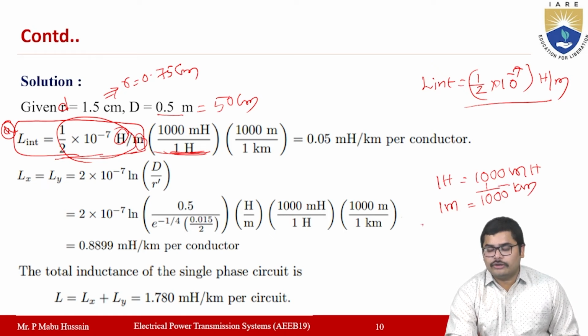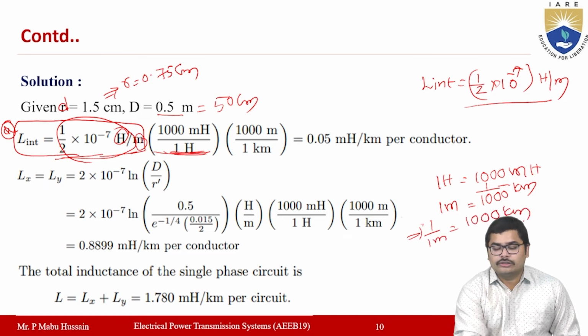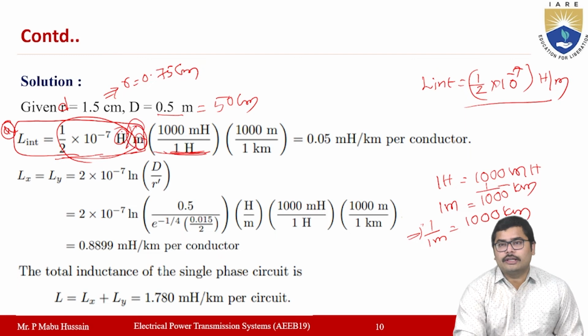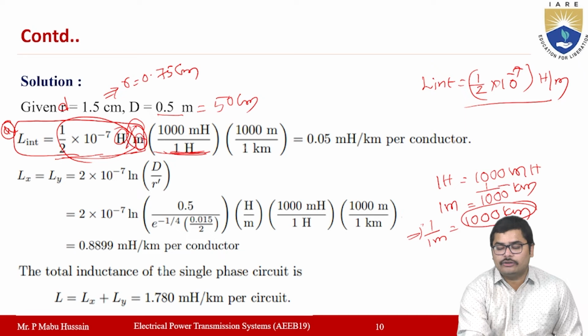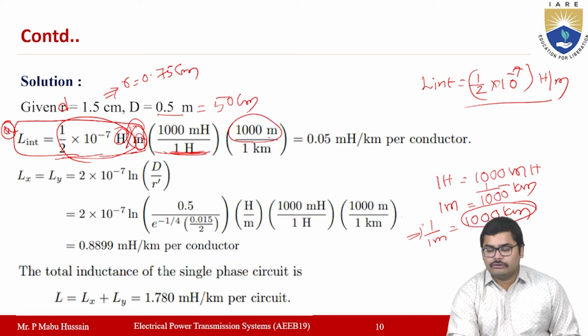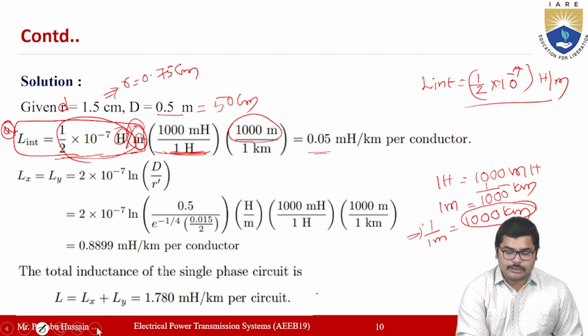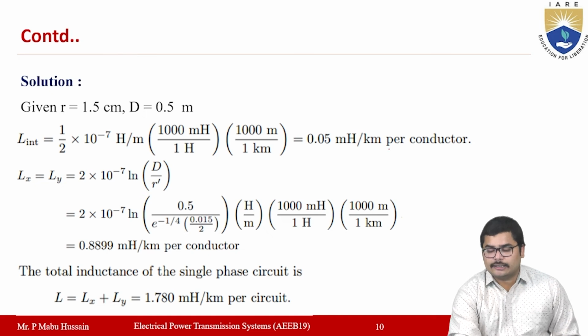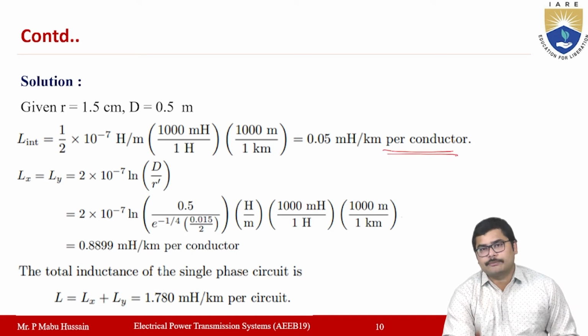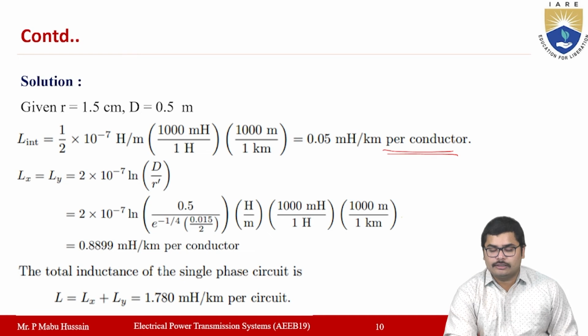So now here you have 1 by m, so 1 by meters. In place of 1 by m you can write 1000 kilometers, right? So with this product, you will get the total value in millihenries per kilometer. So now the value will be 0.05 millihenries per kilometer. So this is for each conductor, and the value will be the same for each conductor, because the radius of each conductor will be the same.